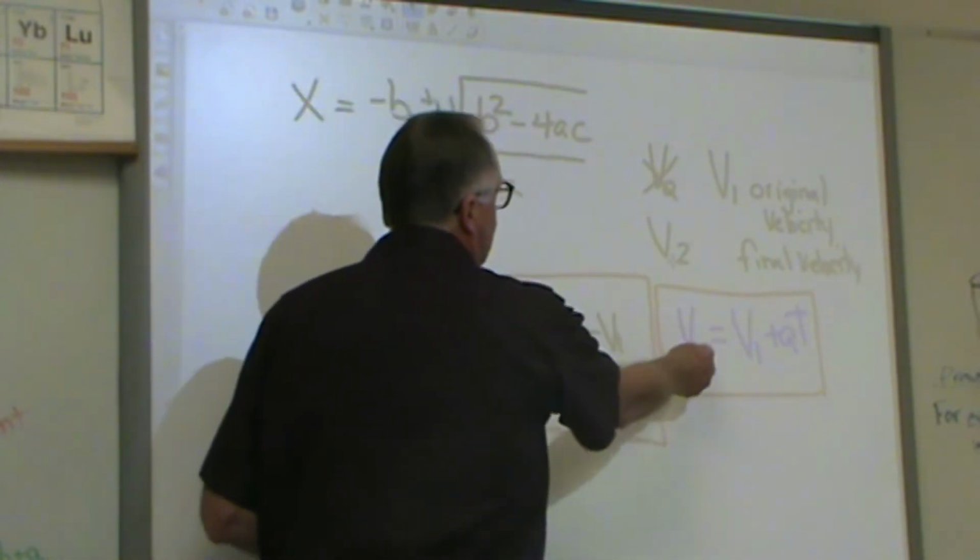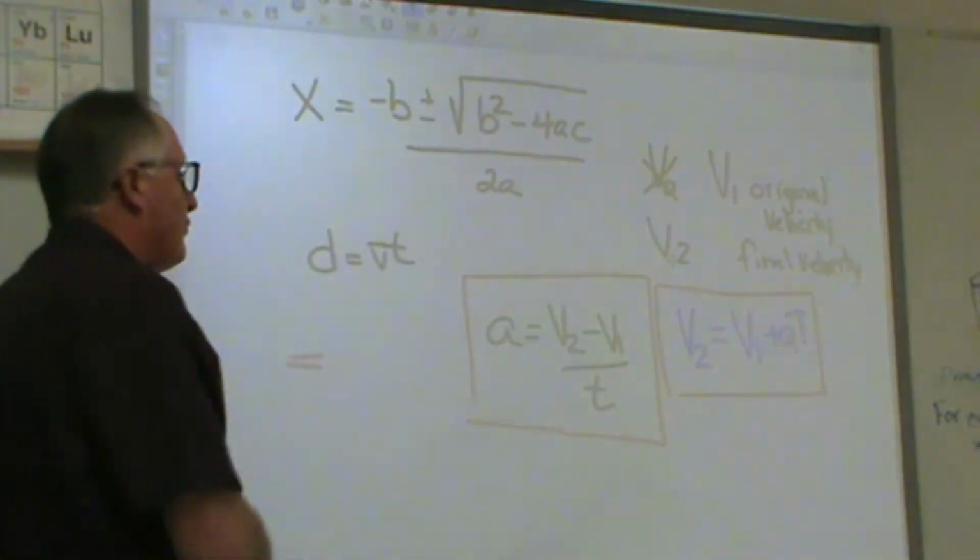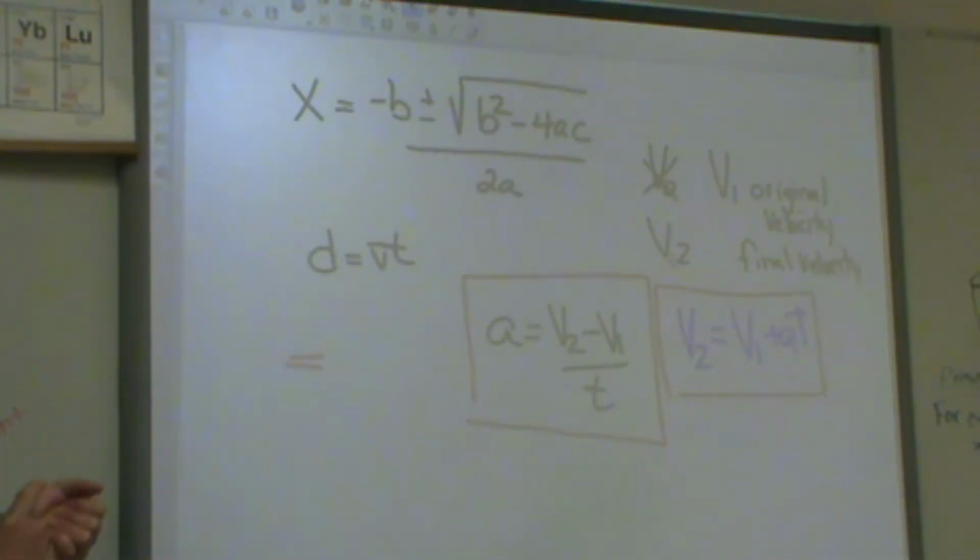And we rewrote it as the same thing, just rewrote it for V2. Solve for it. We got V2 equals V1 plus AT. If I put a box around it, it should end up on your formula list.